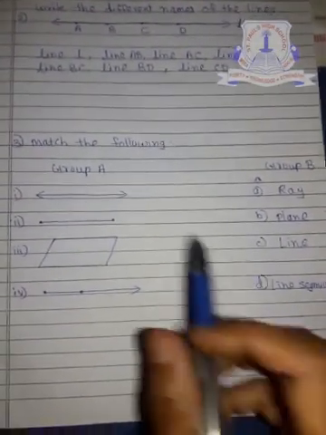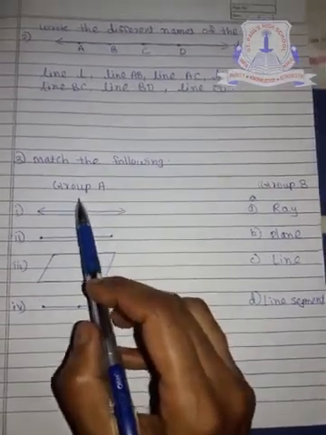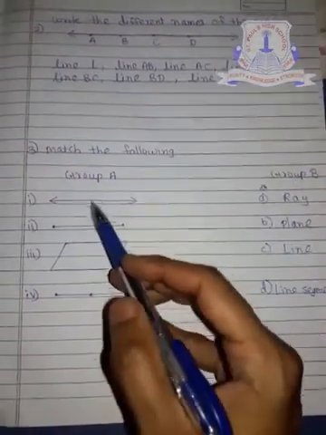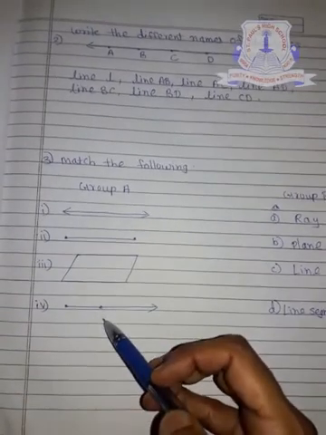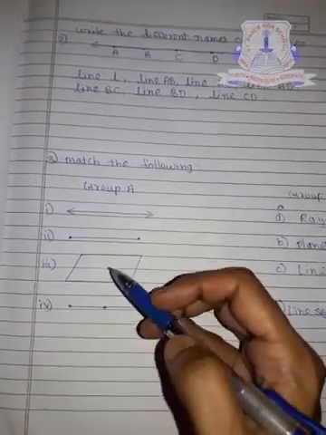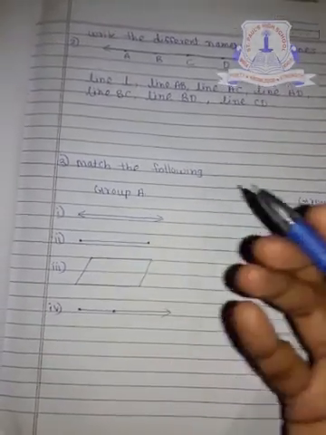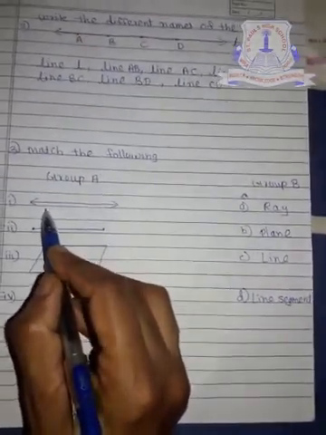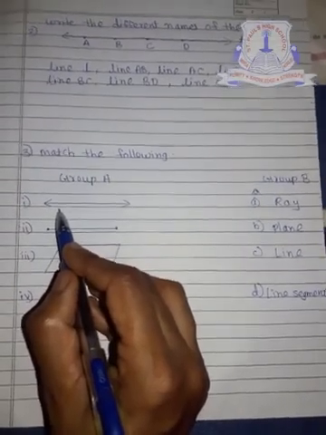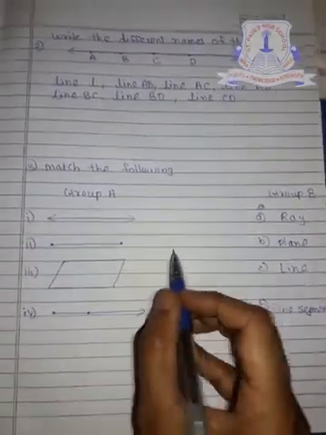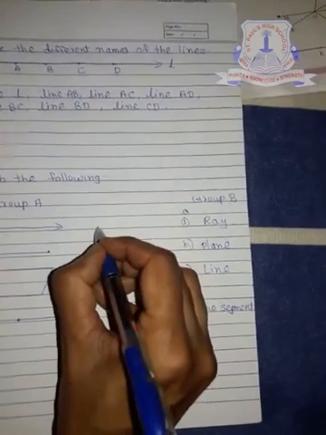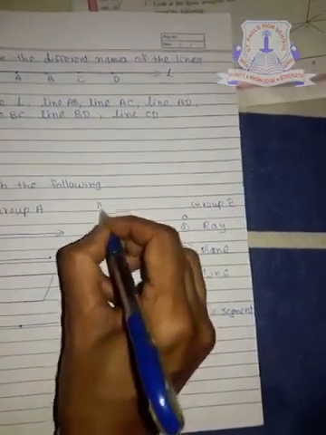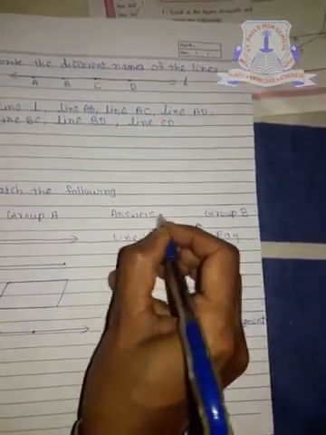Now the next question is match the following. Here group A and group B are given to you. In group A the figures are given, meaning line, line segment, plane, rays and so on, and in group B the names are given. So you have to match. The first one is a line because it is shown with arrowheads and does not have a limit from both the sides. So it is a line. Here we are going to write the answers.